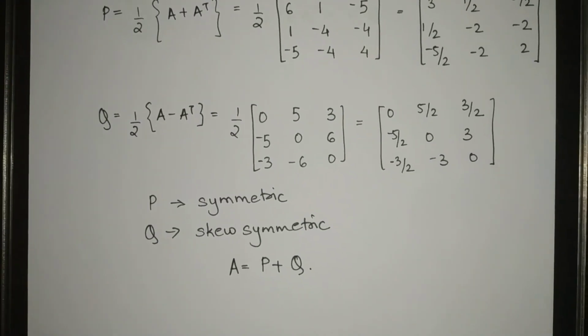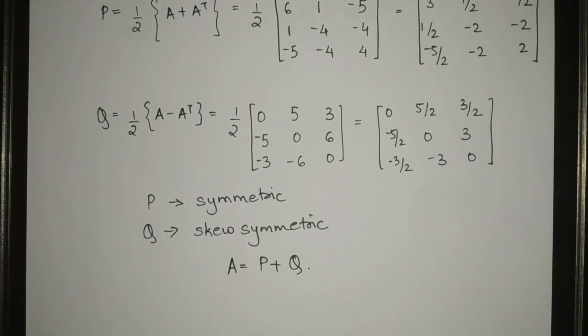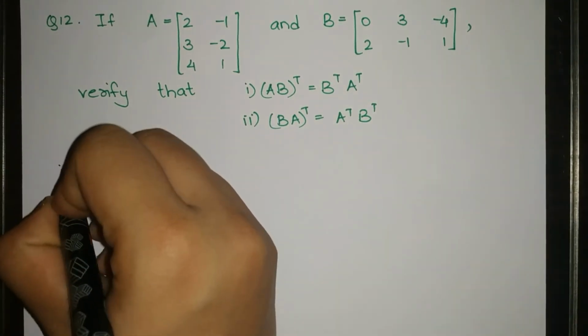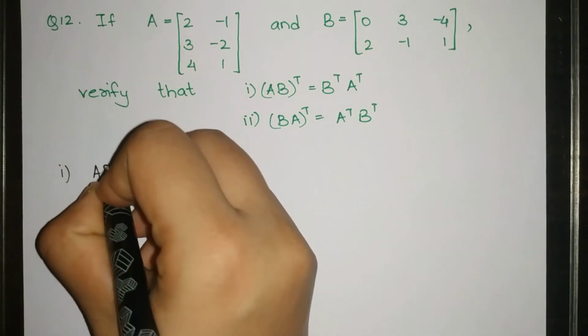Okay, now let us do the last question. In the 12th question, we have two matrices. हमें verify करना है that (AB) transpose is equal to B transpose into A transpose and (BA) transpose is equal to A transpose into B transpose. So for this, let us first prove the first one. ठीक है, तो पहले हम क्या करेंगे? We will find out A into B.